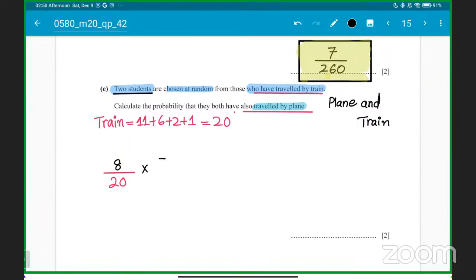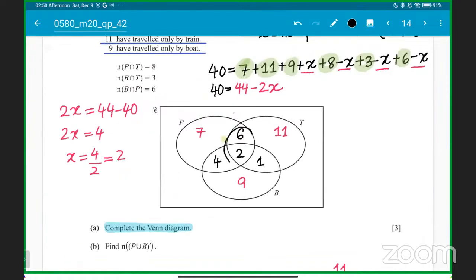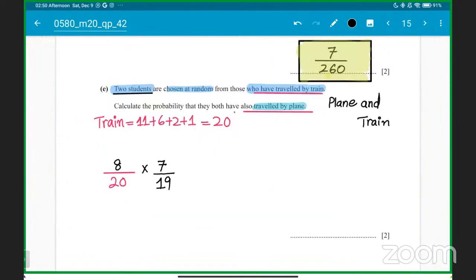Okay. And anyone who didn't get it, why are we taking 8 and not 6? And then it will be 7 over 19, because one student is already taken. So 19 students are left, and one student was already taken from the 8 students who have traveled by plane and train. So that will be the answer. Okay, so 8 over 20 times 7 over 19, you do in your calculator, and whatever the simplified form is, just write it there for 2 marks. Okay, so that's how the first question is done.